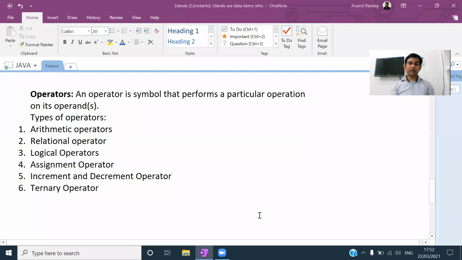So you can see on the screen, I have written the types of operators. First, arithmetic operators, then relational operators, logical operators, assignment operators, increment and decrement operators, and ternary operators. These 6 types of operators I'm going to discuss in this video. I will try to finish all. So let's start.